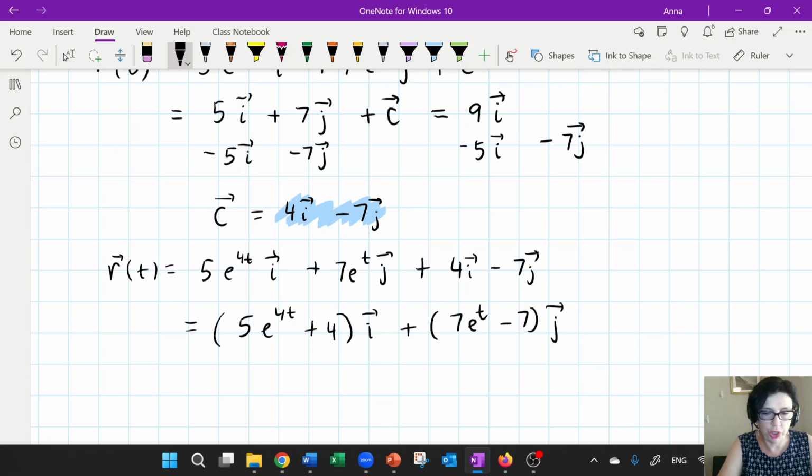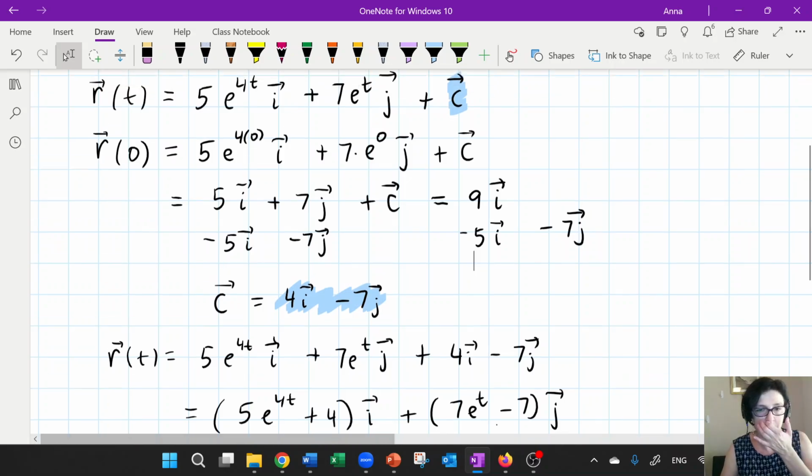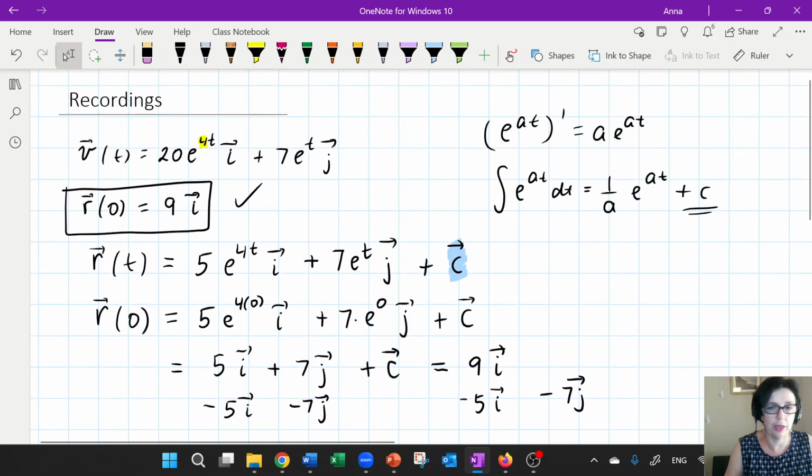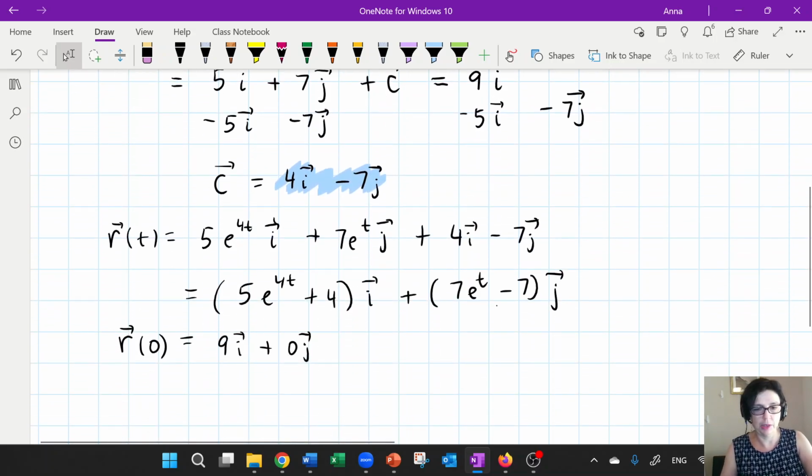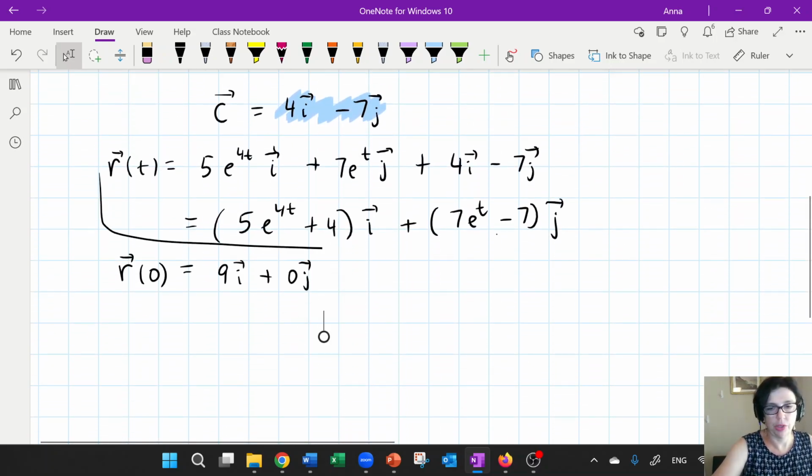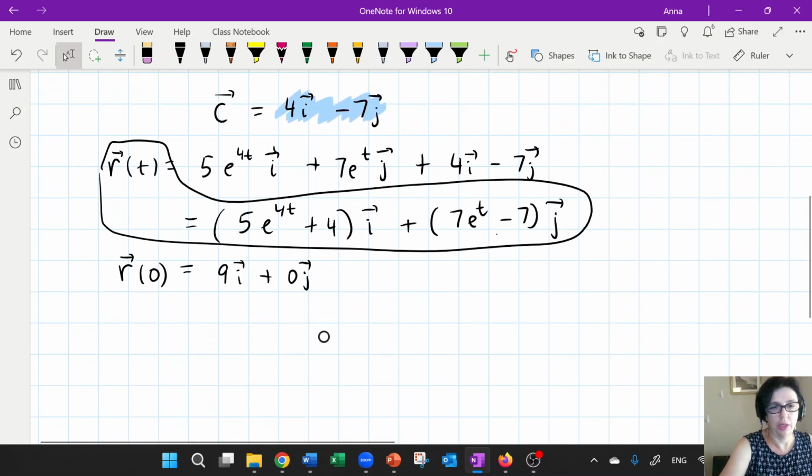Now, just to make sure, always check: is the initial condition satisfied? Because if it is, then you're good. If you plug 0 in for t, you will get 9i from the first term, and from the second term, e to the 0 is 1, 7 minus 7 is 0. So that'll just be 0j. In other words, that should be 9i, right? And that was the initial condition that we have here. So check, and that means that this answer right here is correct.